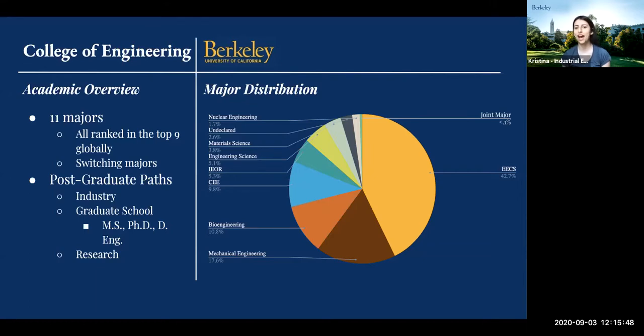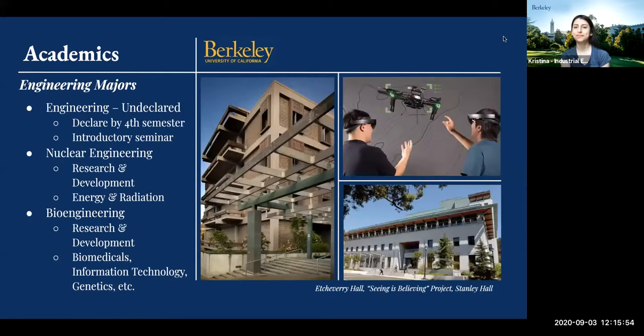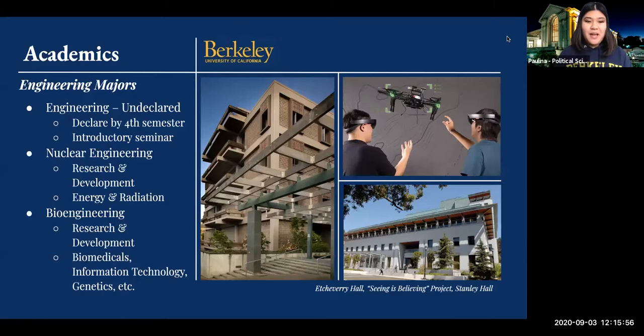So with that, now we're gonna go specifically into what majors we have and what they entail. We're starting with some of our first three major engineering majors here. On the right side of your screen, you can see Etcheverry Hall, the Seeing is Believing project, as well as Stanley Hall.